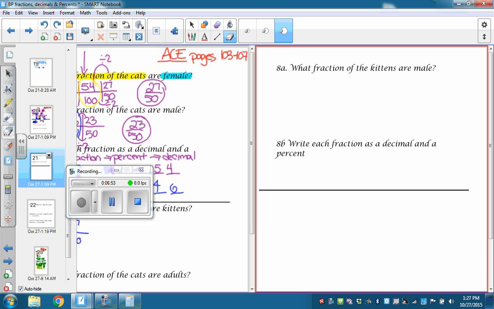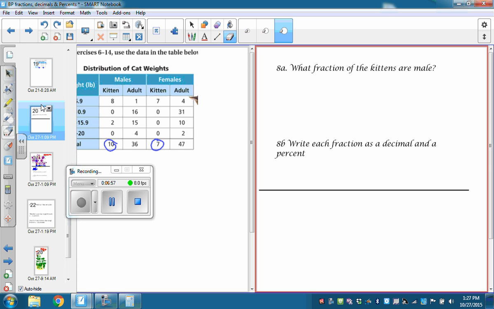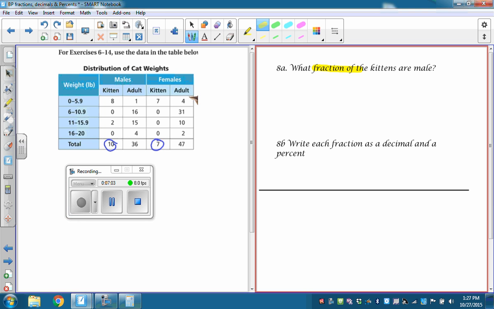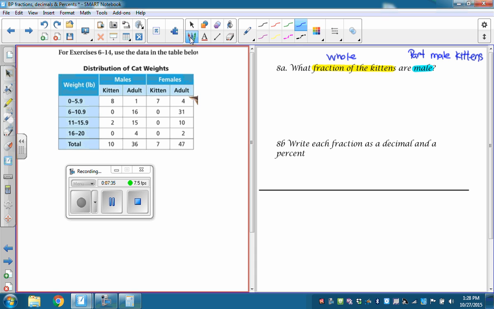And I'm going to put number 8 up by the chart there. Okay. Now when we read with the highlighter, it says what fraction of the kittens. So that's now the new whole. What fraction of the kittens are male? And what that really means is are male kittens. So the part is male kittens. This is a harder problem because we have to figure out how many kittens there are altogether. That's our whole. All kittens.